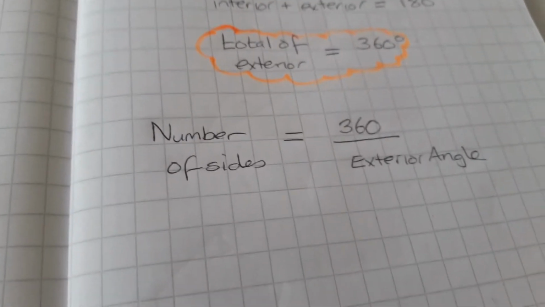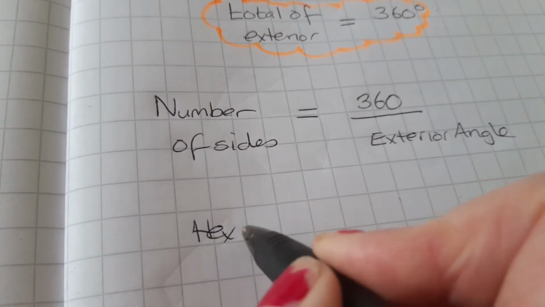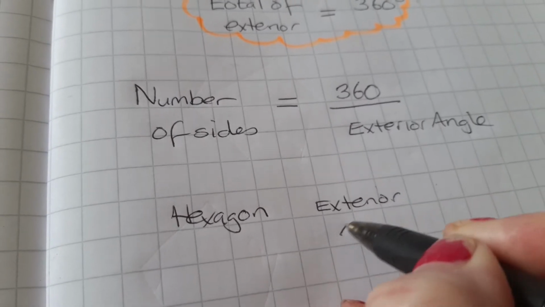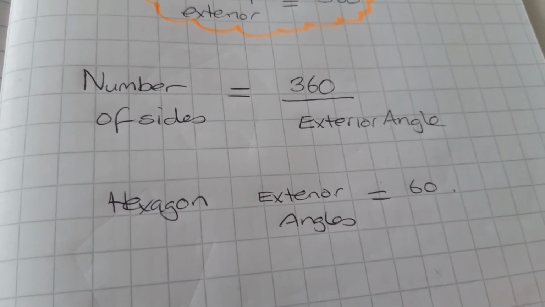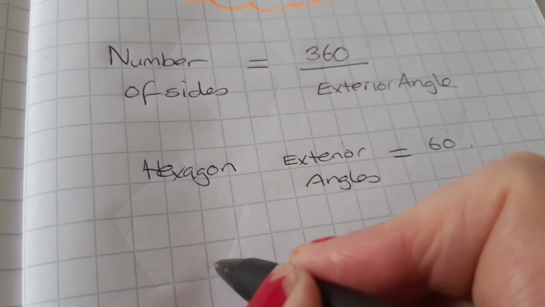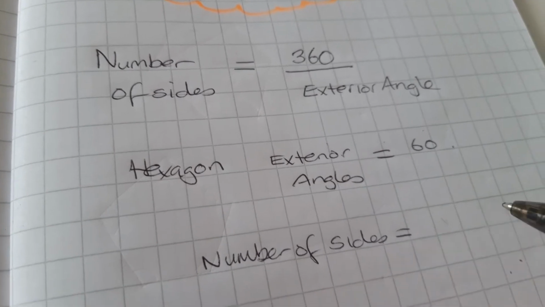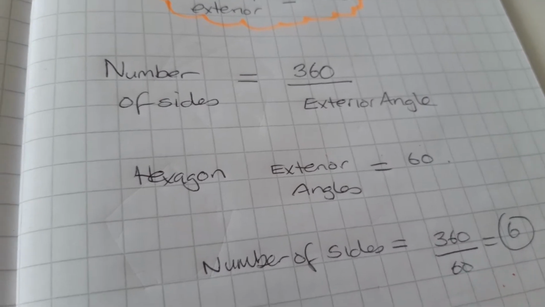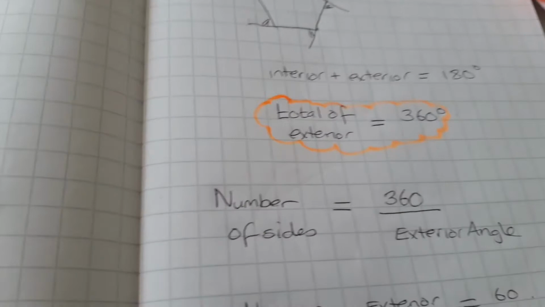We'll do some examples, I think would be better than me just talking. So if we have a hexagon, first of all, the exterior angle equals 60, okay, on a regular shape, because it's 120 away from 180. So the number of sides equals 360 divided by 60 equals 6. Now we knew it was going to be 6 because we knew it was a hexagon, but we do this when we don't know what the shape is.